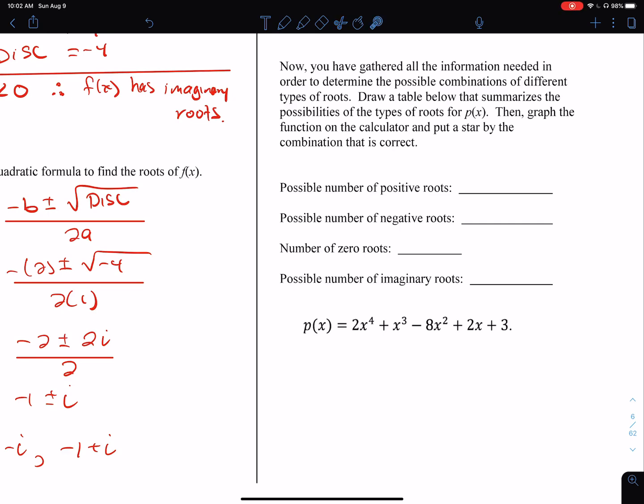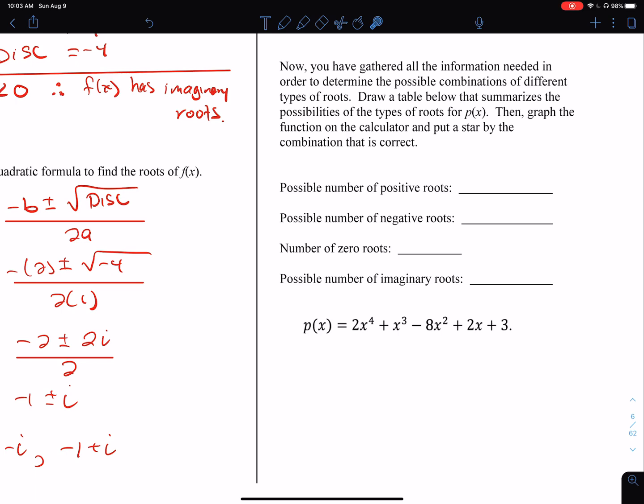PreAP PreCalculus Notes section 4.1. We are at the conclusion of these notes, which is basically summarizing everything we've done in it. We started out this section with this function right here, and we tried to determine how many roots are there in this based upon the fundamental theorem of algebra.